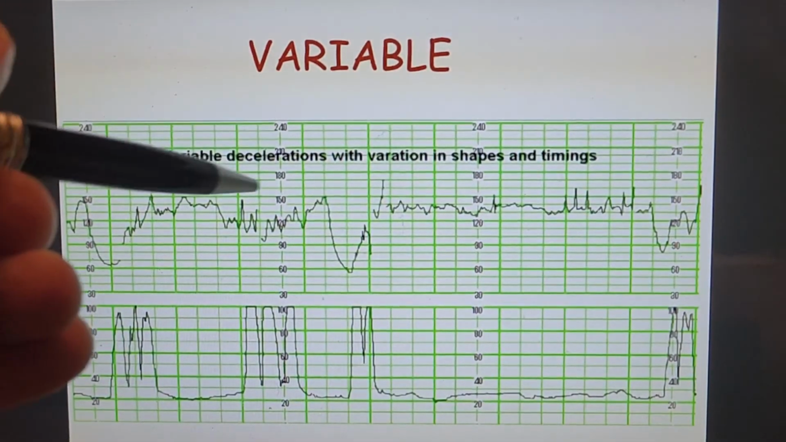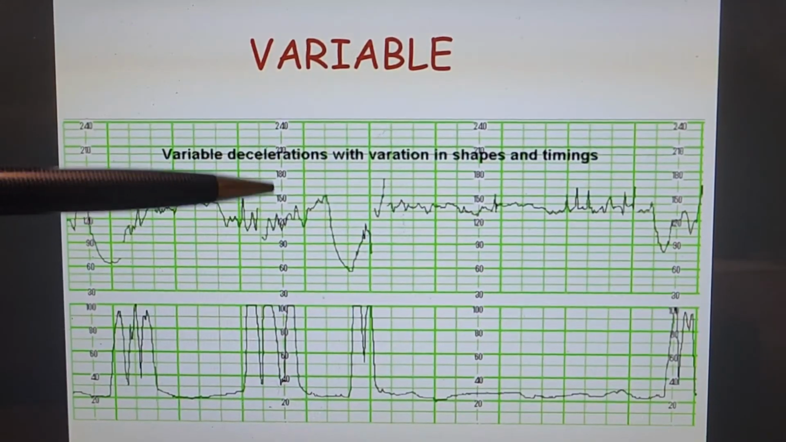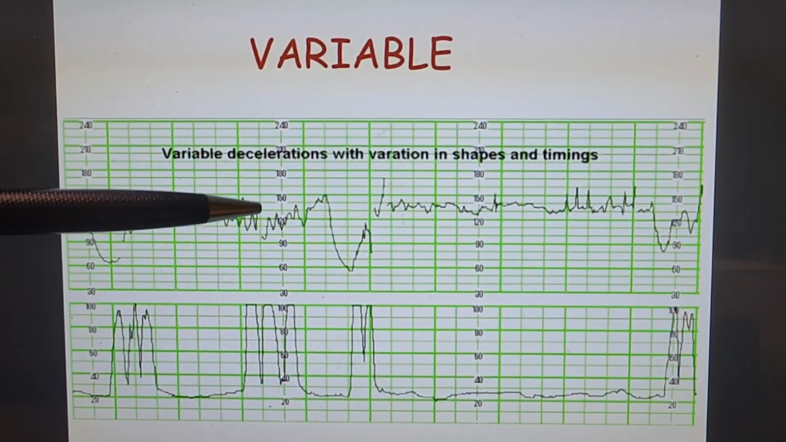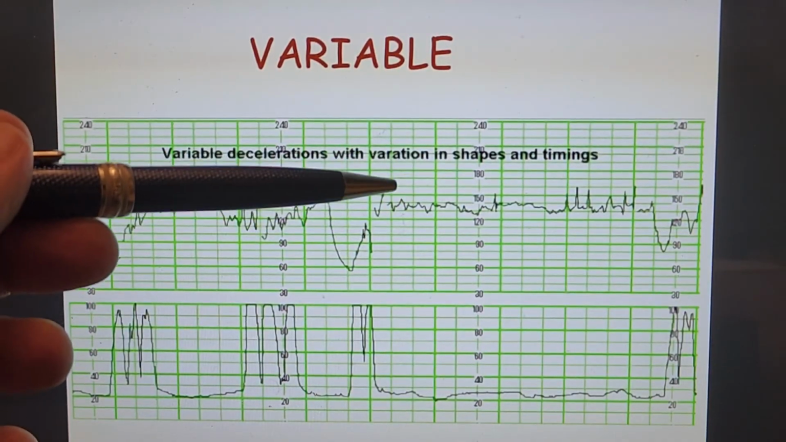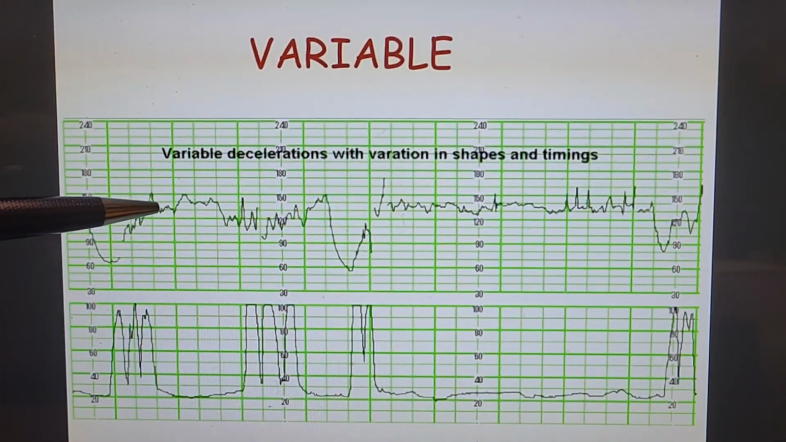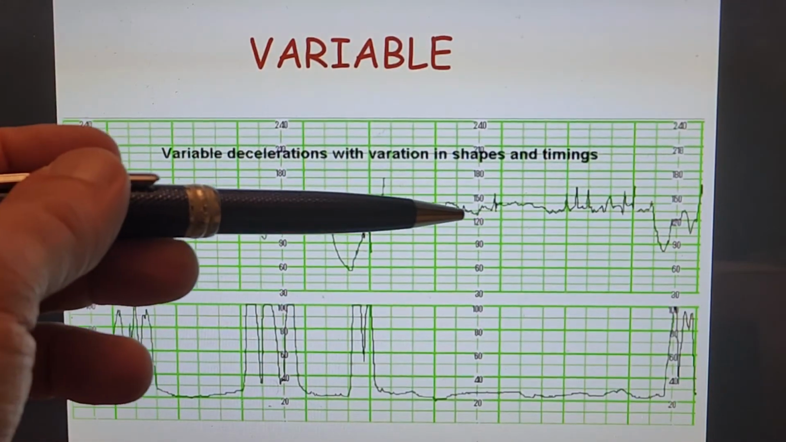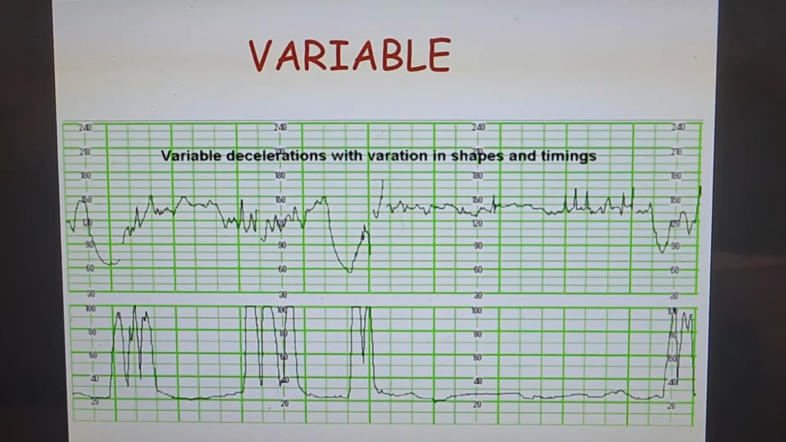Remember also, you need to comment on the beat-to-beat variability, which is a very strong indicator of fetal well-being. So beat-to-beat variability should be at least 5 beats between one beat and the other one. And there is the baseline fetal heart rate, which is normally between 120 to 160.